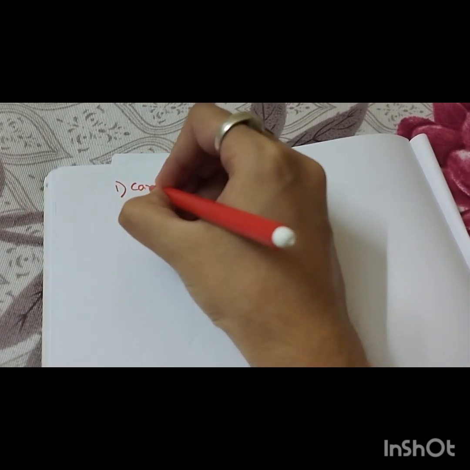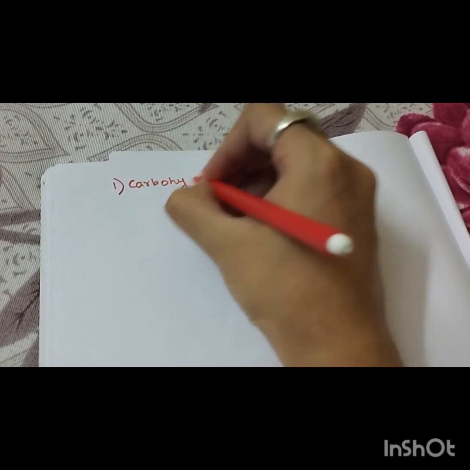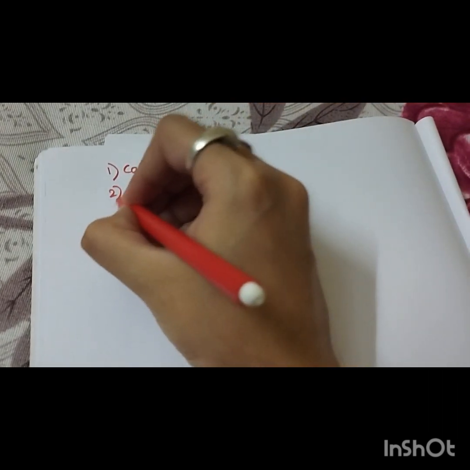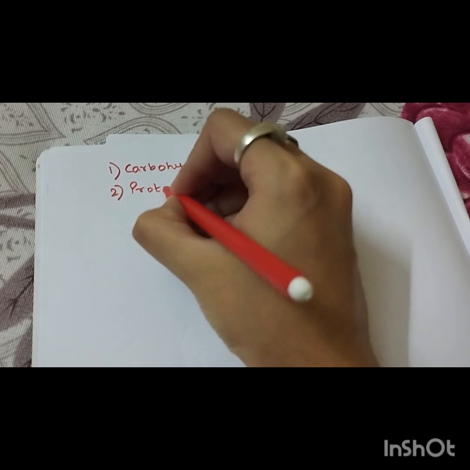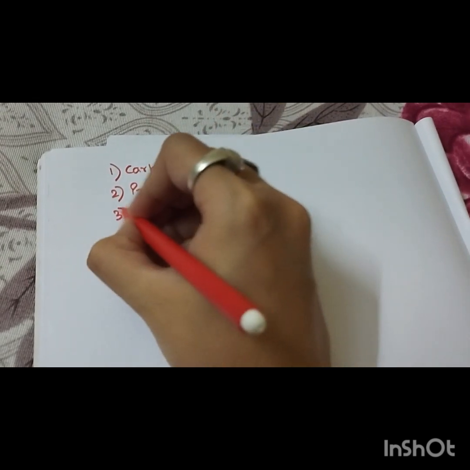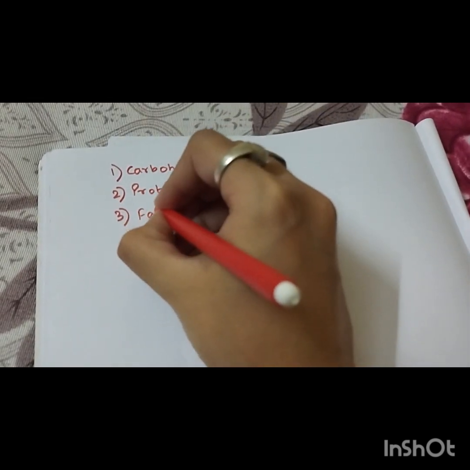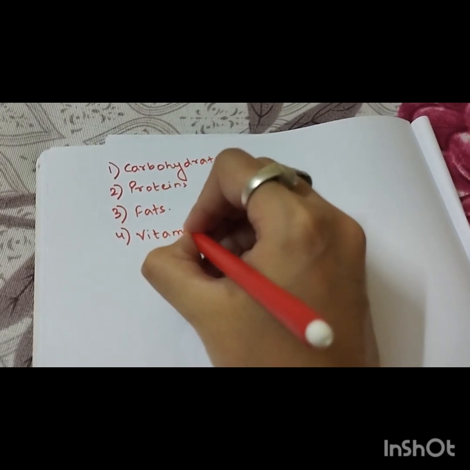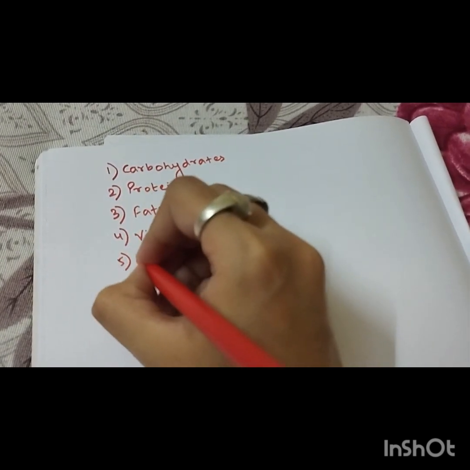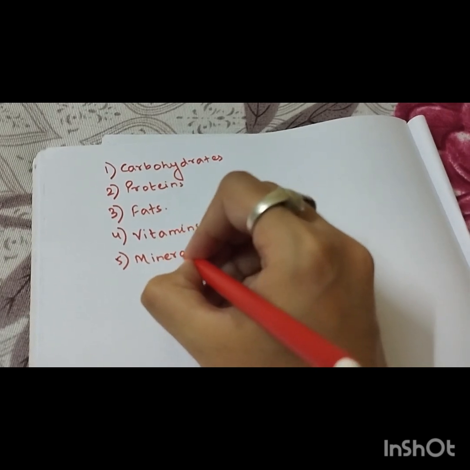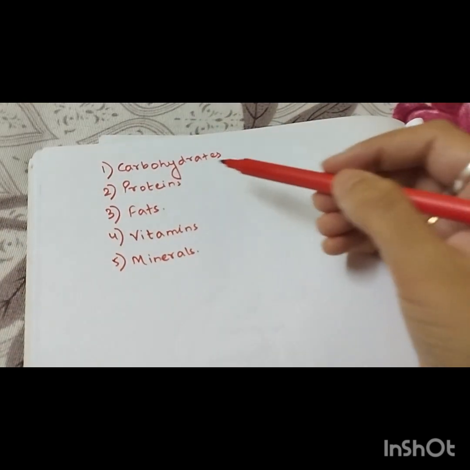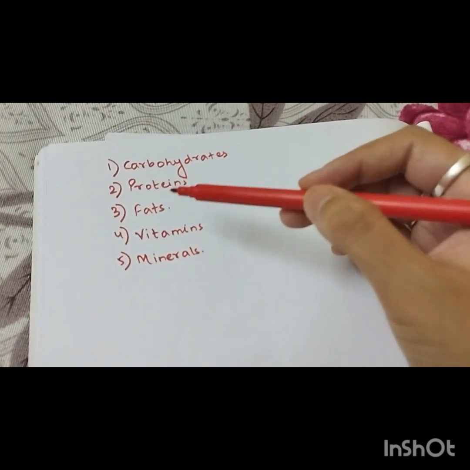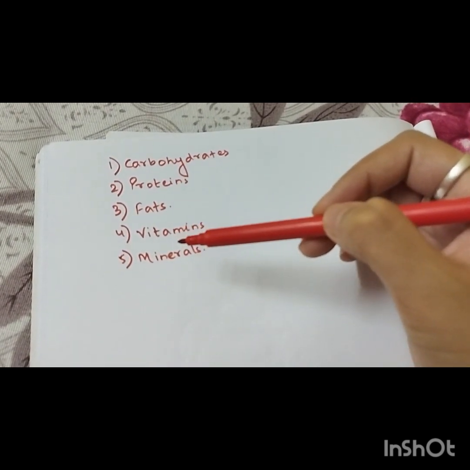So first we have carbohydrates, then we have proteins, followed by fats, vitamins and minerals. So mainly we can think of 5 components of food, which are carbohydrates, proteins, fats, vitamins and minerals.